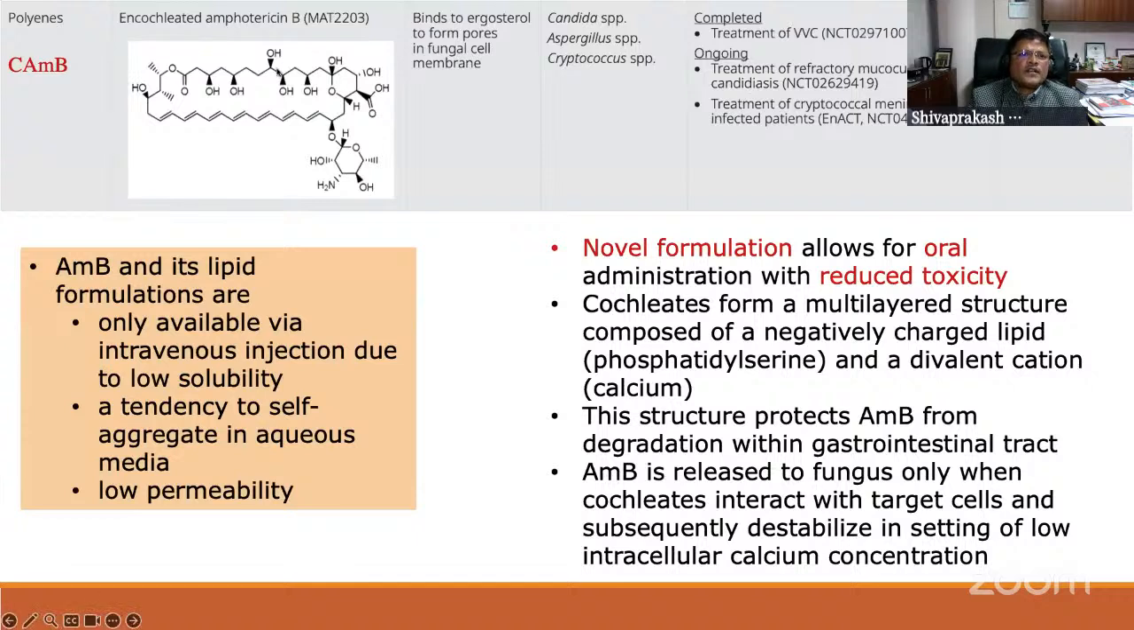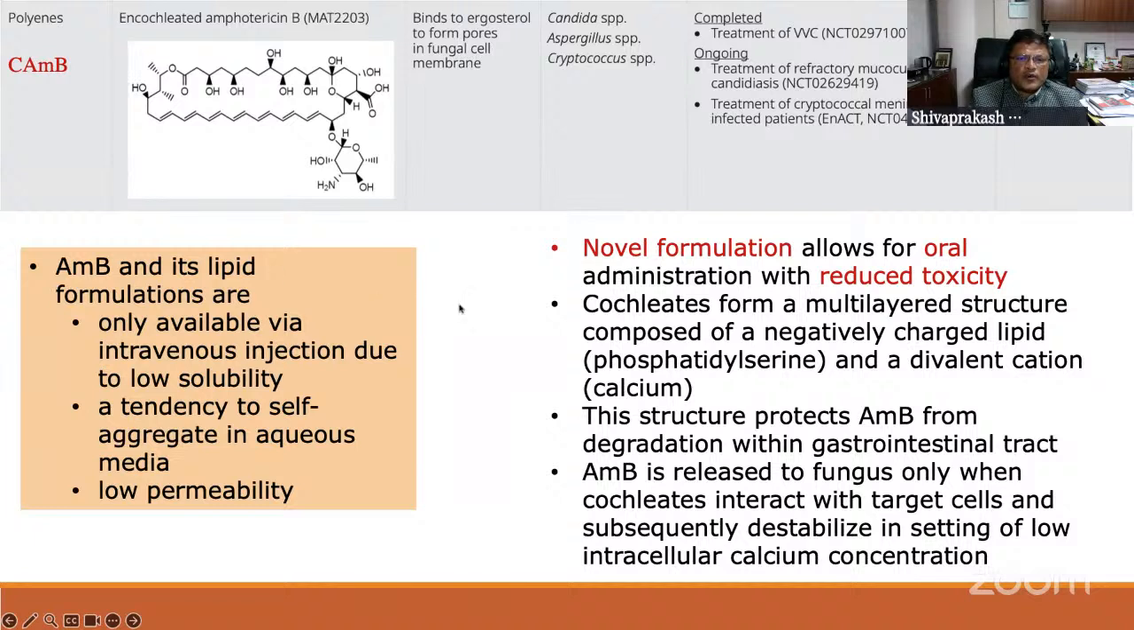Next is encochleated amphotericin B. This is an oral formulation that is coming up, and it also has less toxicity. That is why it has become a very, very important one.